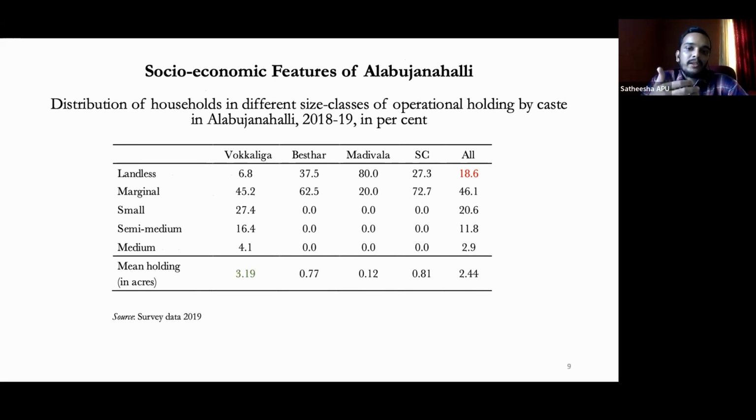This table shows the distribution of households in different size classes of operational holding. What we can see is that the degree of landlessness is very low in this village. Only 18.6% of households did not operate any land in 2018. This figure is very low compared to the state average for Karnataka, which is around 35%. But clearly we can see there is a strong class and caste nexus. Among Vokkaligas, only 6.8% of households did not operate any land. And more importantly, they operated 3.2 acres of land, mostly irrigated land, in 2018. If you compare other communities, they operated less than 1 acre of land.